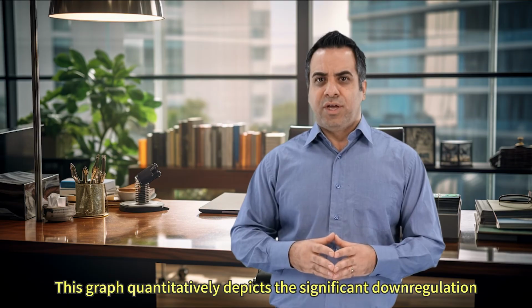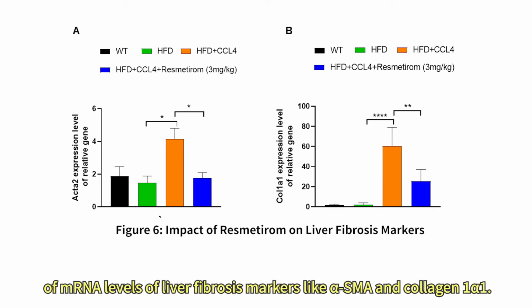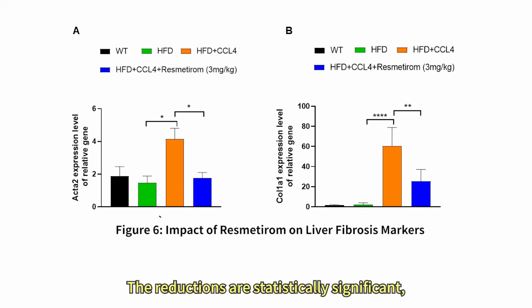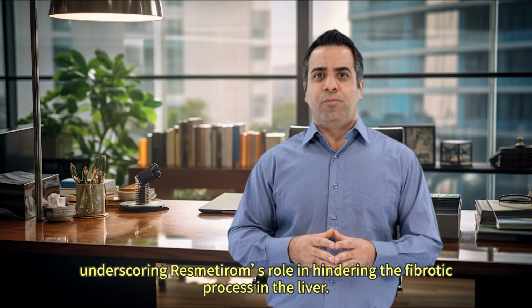This graph quantitatively depicts the significant downregulation of mRNA levels of liver fibrosis markers like alpha-SMA and collagen-1 alpha-1. The reductions are statistically significant, underscoring resmetirom's role in hindering the fibrotic process in the liver.